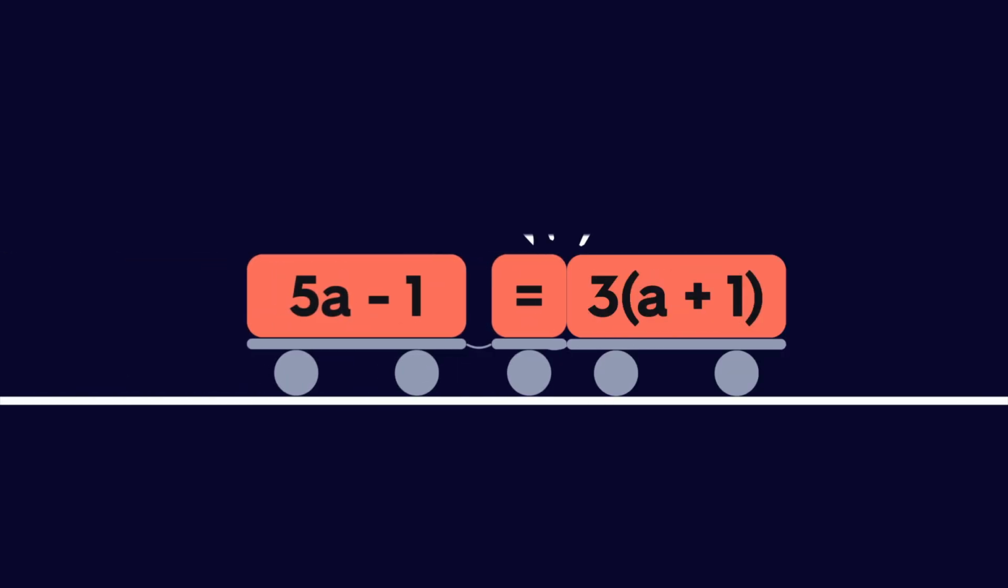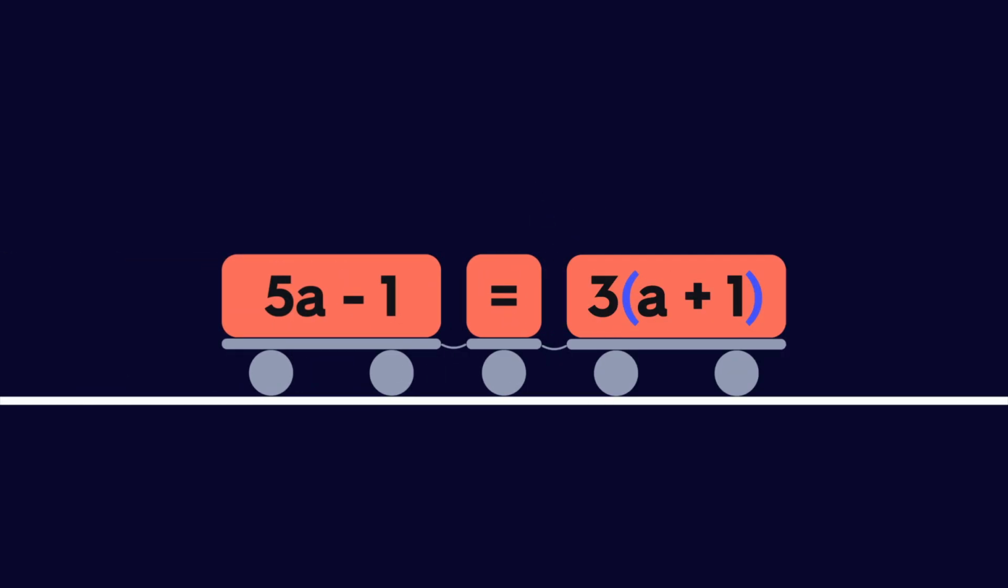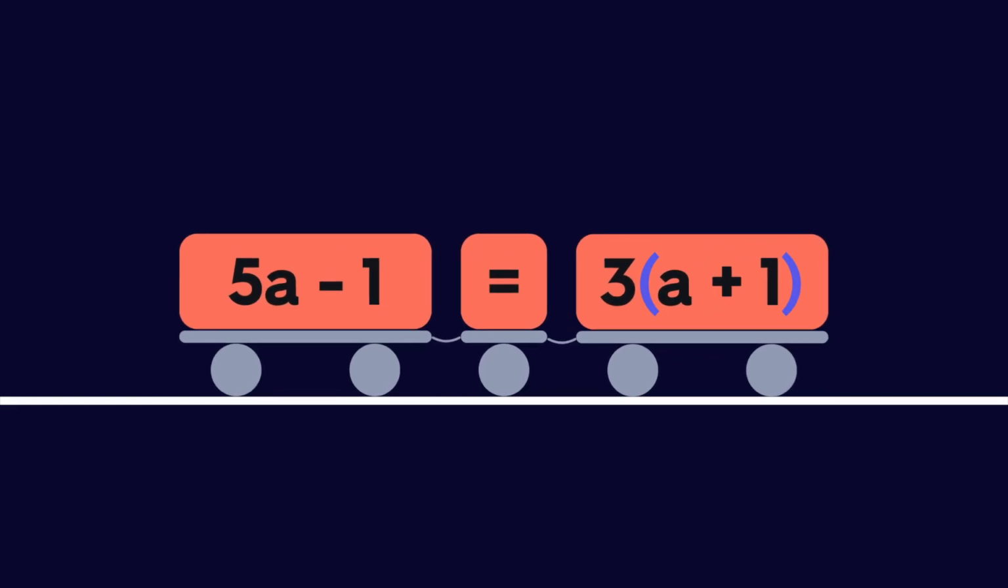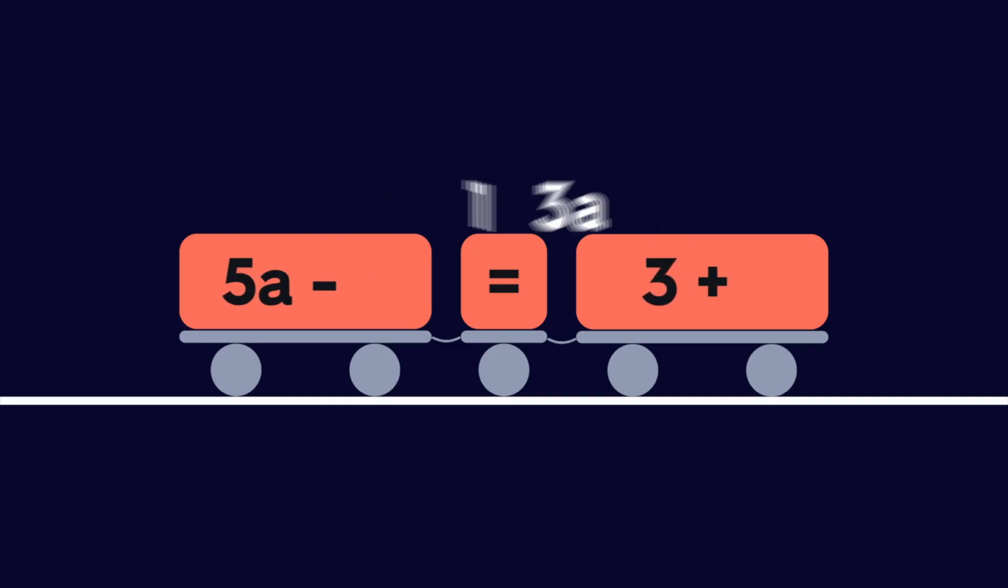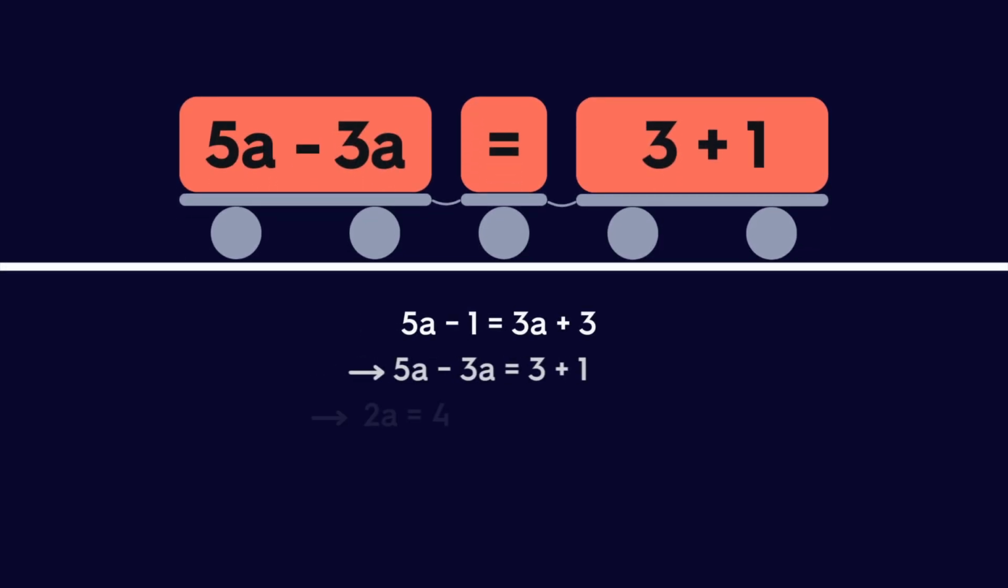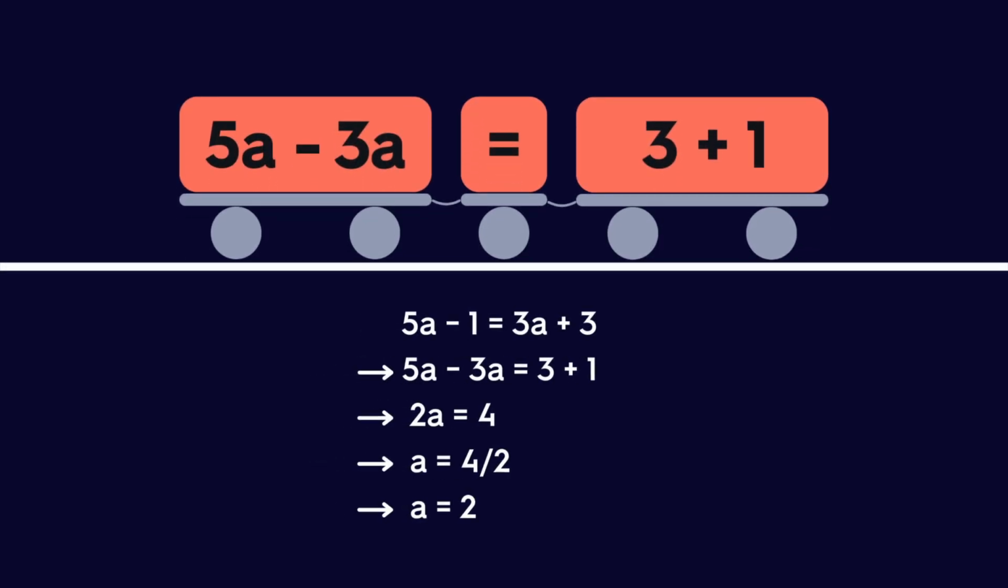Now let's level up with a typical ACT equation, one with parentheses and variables on both sides. First, distribute the 3 across the parentheses, meaning it multiplies both terms inside, to simplify the right side. Next, move all the variable terms to one side and all the constants to the other. After simplifying, divide to isolate a. That gives us a equals 2.